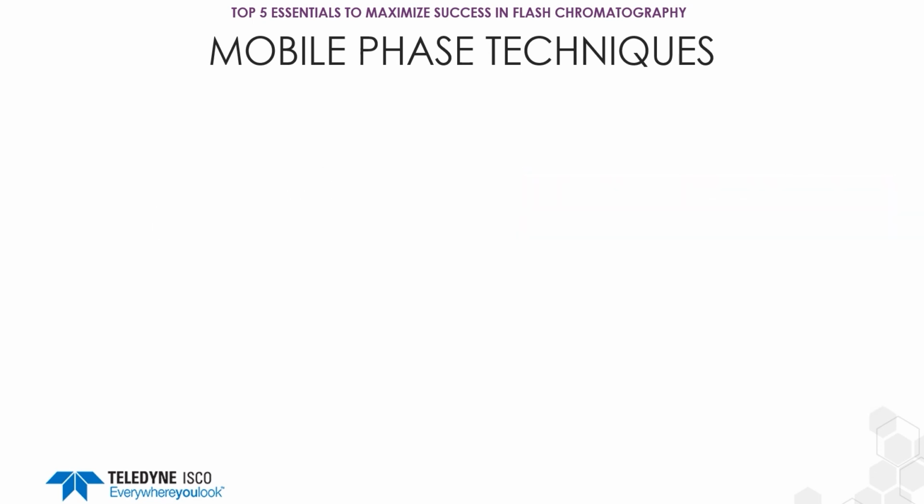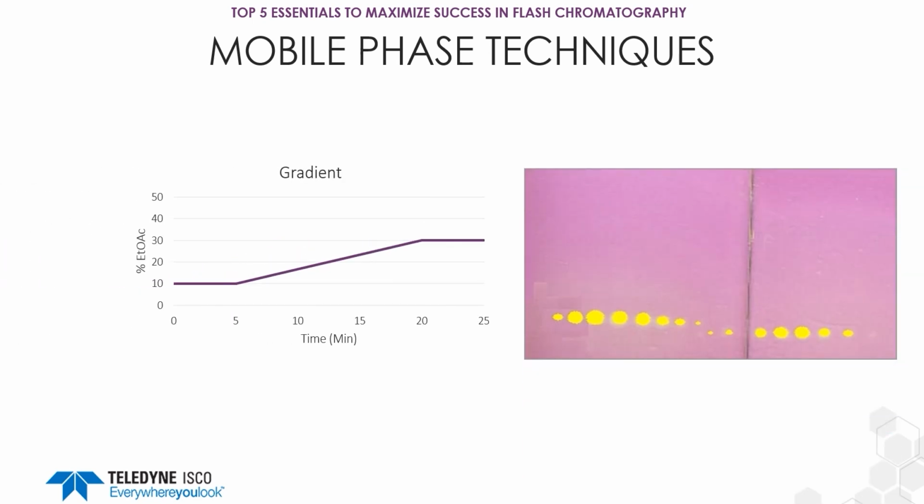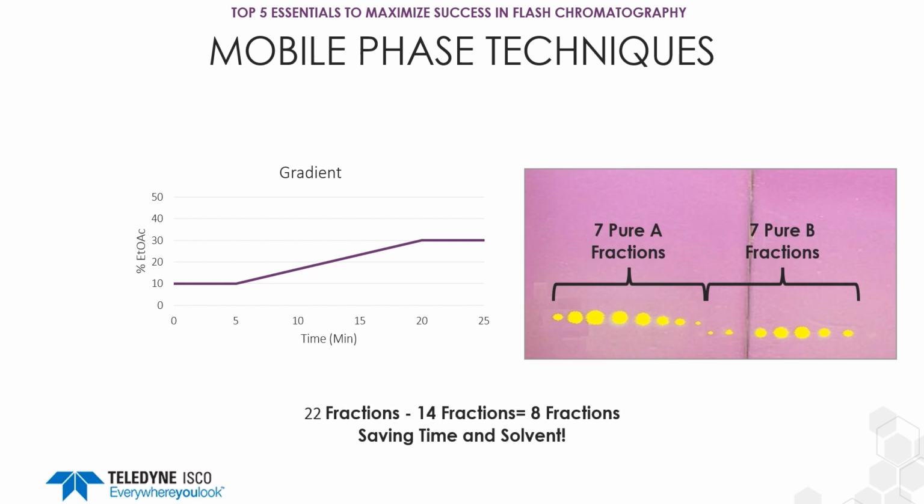But we can also run this on a gradient, going from 10 to 30% ethyl acetate over a course of 25 minutes. And in this case, we're also going to get pure fractions. But this time, there are only 14 pure fractions compared to the 22 we saw previously on that isocratic run. So there are 8 fractions that we're saving. So we're saving time and we're saving solvent. That's saving you money and time, which is what we're looking for. This is what we're doing to maximize success in flash chromatography.